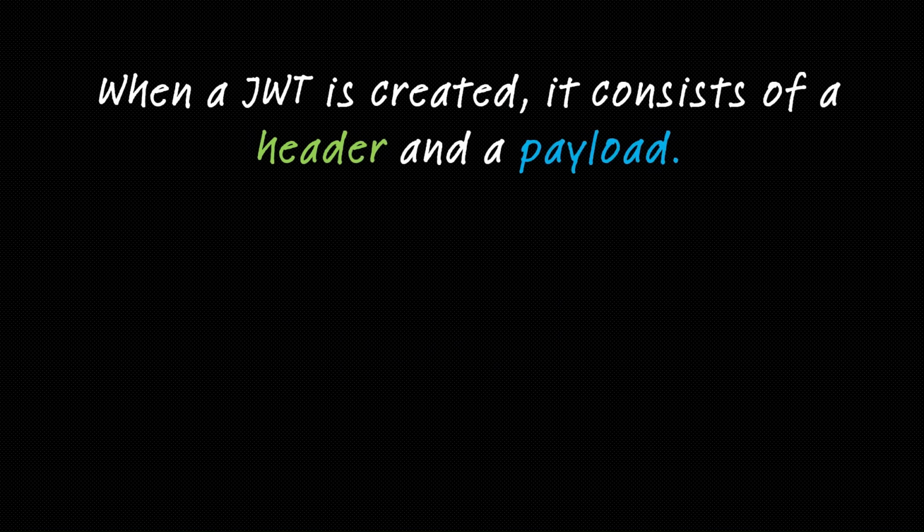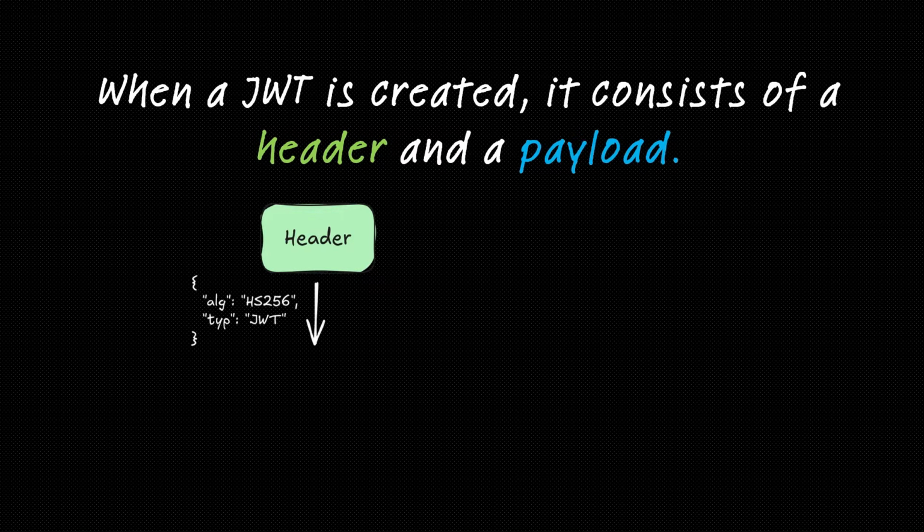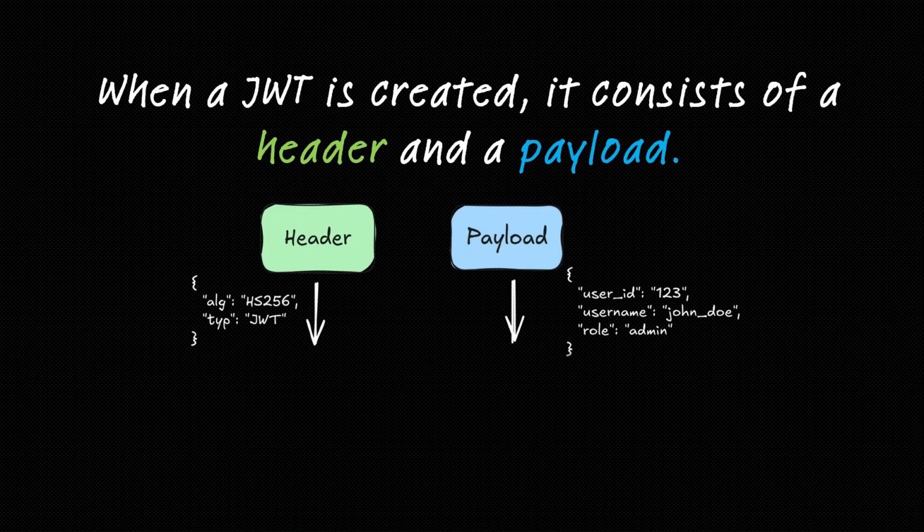When a JWT is created, it consists of a header and a payload. The header defines the algorithm and the token type, which is JWT. The payload holds the data. For example, user ID 123, username John Doe, role admin. Both the header and the payload are base64 URL encoded.